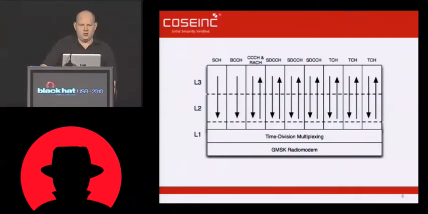So L1 decodes or encodes the data, passes it to L2, and L2 looks at it and figures out which part of L3 should handle it. Then L3 contains the application layer stuff, and that includes things like CC, MM, and RR.